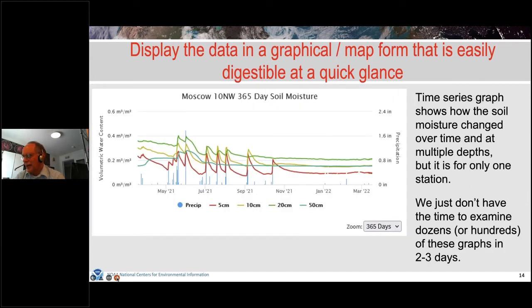Okay, here is an example of a time series. This is great for someone who is focusing on that particular point, and that is the extent of their interest. But again, it's for only one station. And as authors, we just don't have the time to examine dozens or hundreds of these individual point time series graphs in two to three days, and also keep track in your head of how you should draw it on the map. It's difficult, so we prefer maps. Next slide, please.